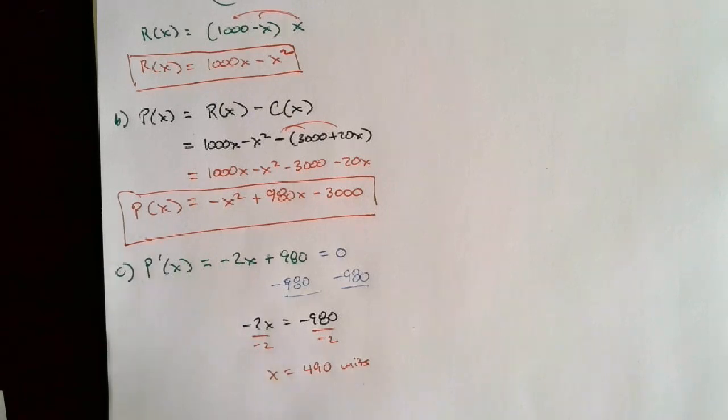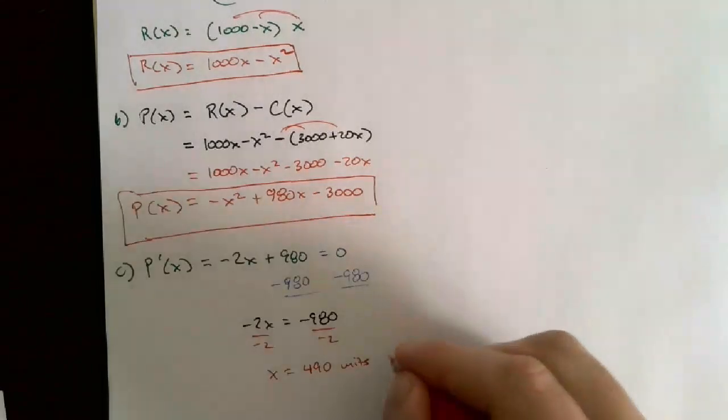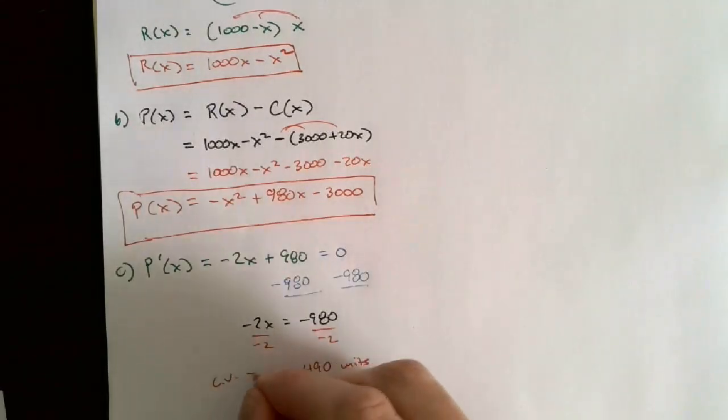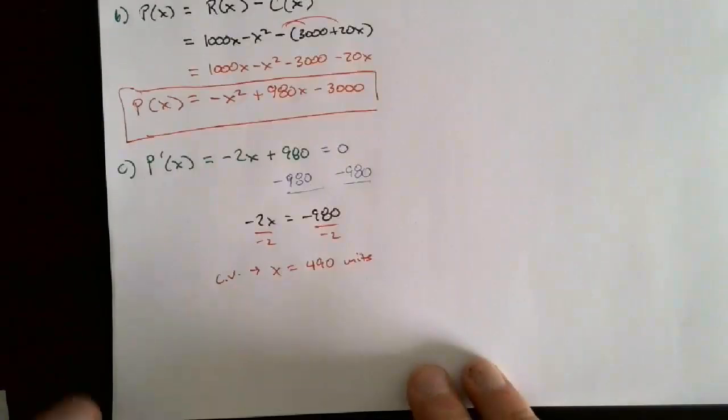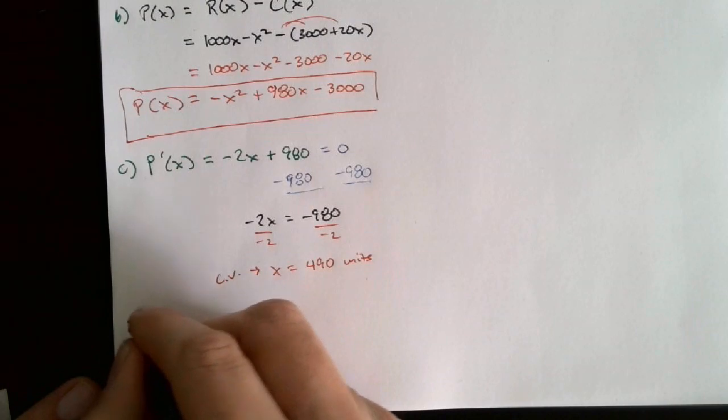That doesn't tell us anything yet. We're trying to find the number of units to maximize profits. I have to prove that this is a maximum. Well, because we're on an open interval from 0 to infinity, we have one critical value. This is our critical value. We can use our second derivative test to determine, is this an absolute maximum or absolute minimum?